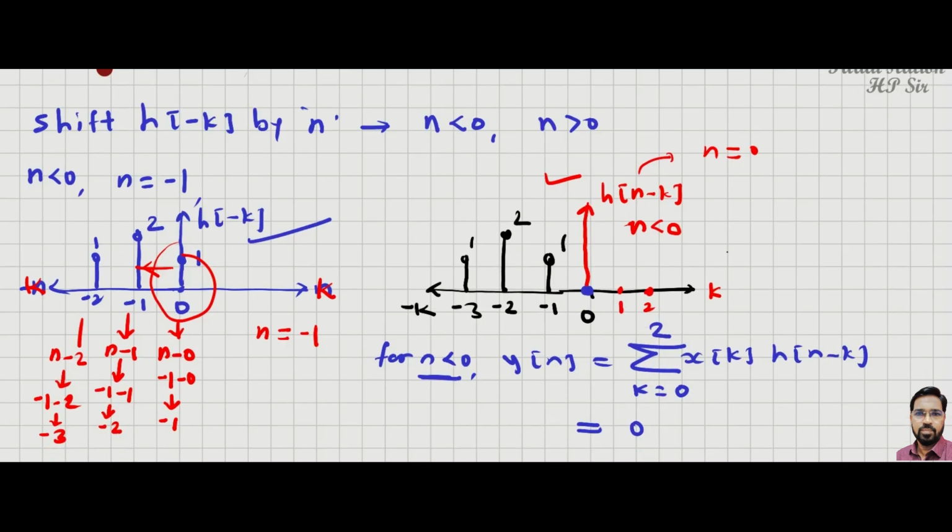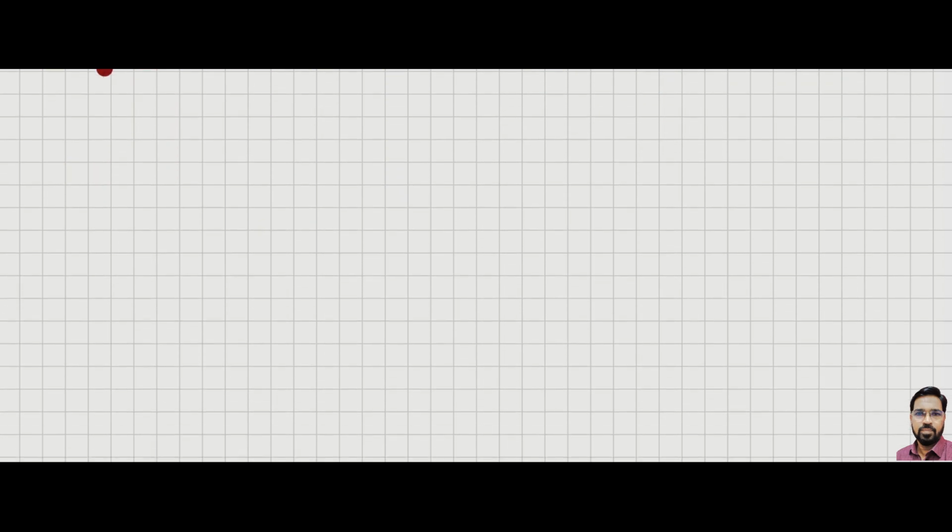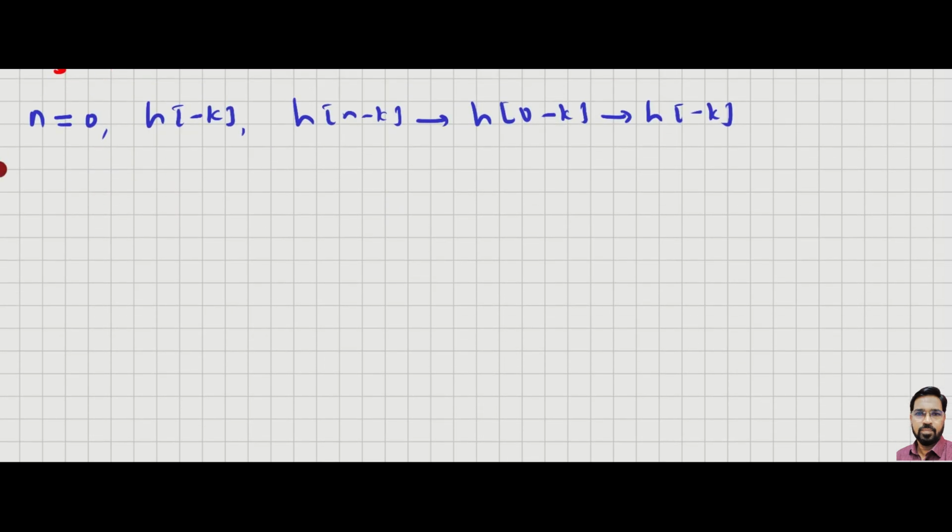This is h of minus k. Use this sequence: it is 0, 1, minus 1, 2 and minus 2, 1. So we are sketching here. At 0 it is 1, at minus 1 it is 2, and at minus 2 it is again 1. So the label is h of minus k for n equal to 0. Shifting amount is 0.